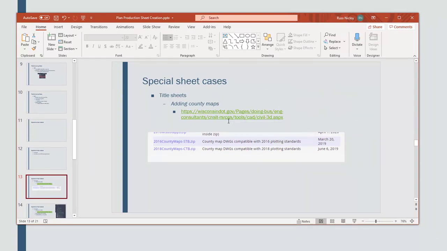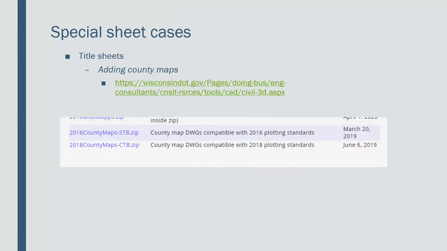a live link. You can control select it and it will take you over to the page that has the data that you need to download here. Or you could just enter that data or search it down wherever you need to find it there. This is on the doing business page. I'm going to recommend that you look at the 2018 county maps. I don't think anyone's starting a project in 2016 anymore.